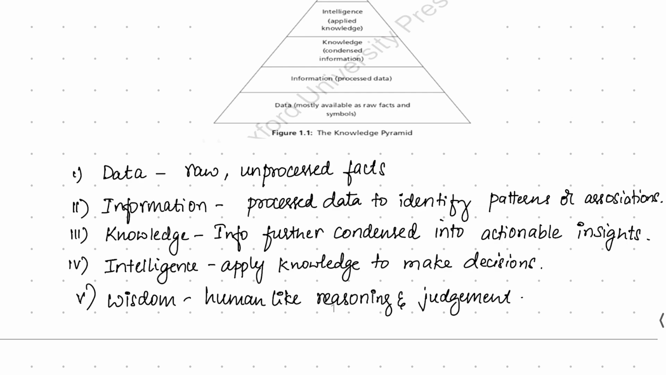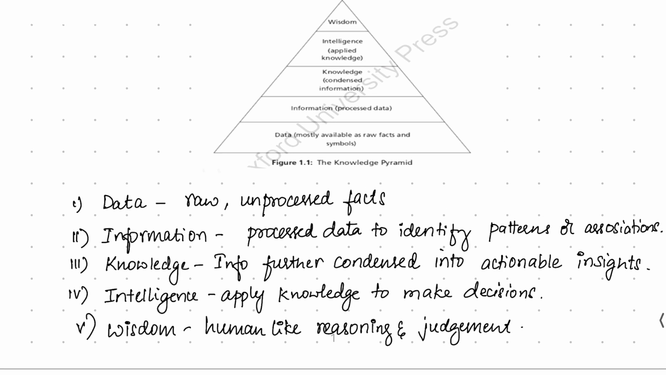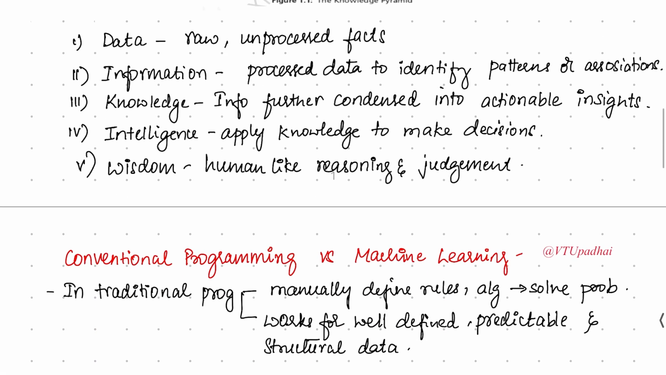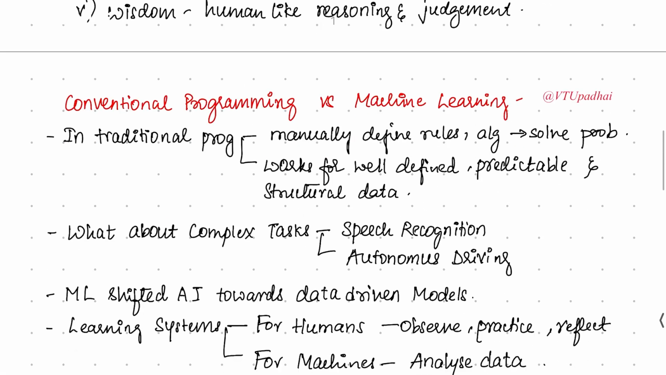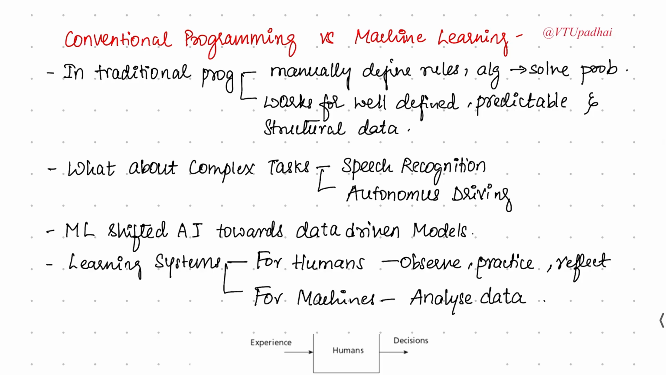So the main goal of machine learning is to automate this journey from data to intelligence. Here we are enabling organizations to make decisions, streamline the processes, and further do the necessary innovations. Okay, next we have the conventional programming versus machine learning comparison.